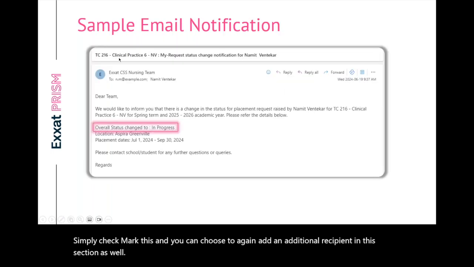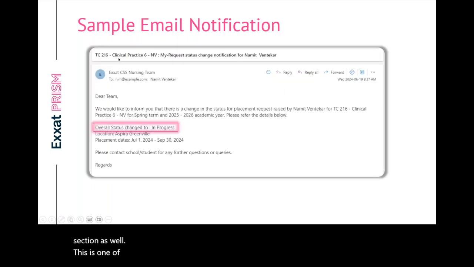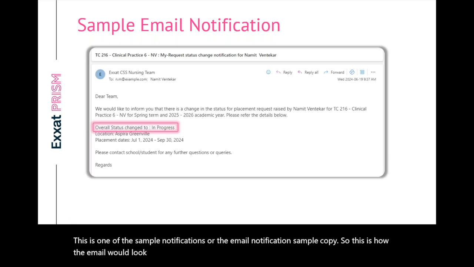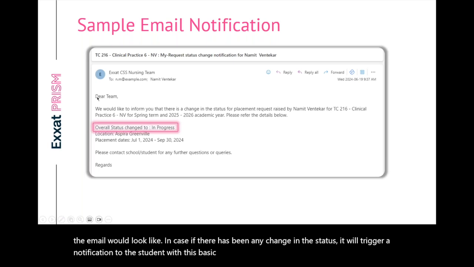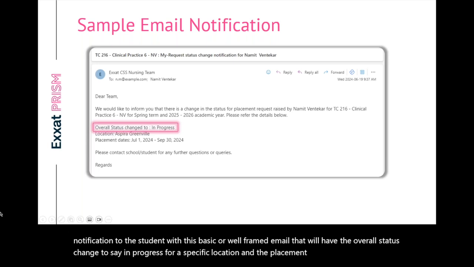Right? This is one of the sample notifications, or the email notification sample copy. So this is how the email would look like in case there has been any change in the status. It will trigger a notification to the student with this basic, well framed email that will have the overall status change to say in progress for a specific location and the placement details. So this is how it would look like.